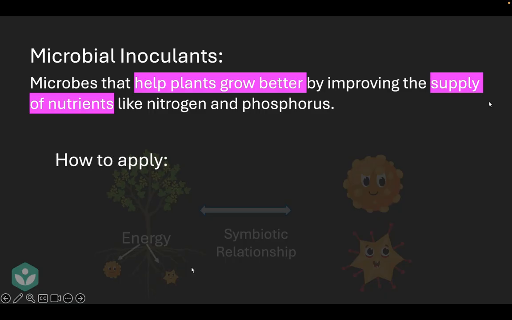We could either apply it on the seeds for certain plants. For certain plants, we could just add it to the soil and the bacteria would find their way to the roots and start providing nitrogen and getting energy from the tree. In certain cases, we would have to take the plant when it's really tiny and dip the roots in this bacteria and then plant them back. That also works in certain cases.